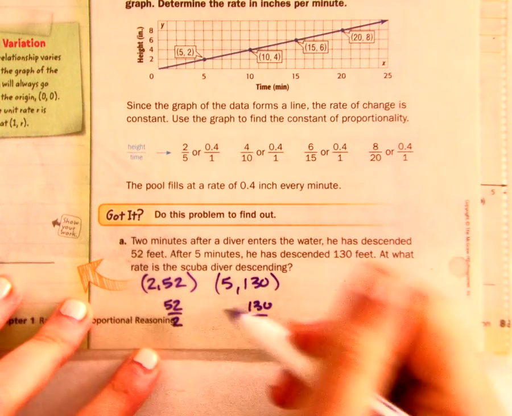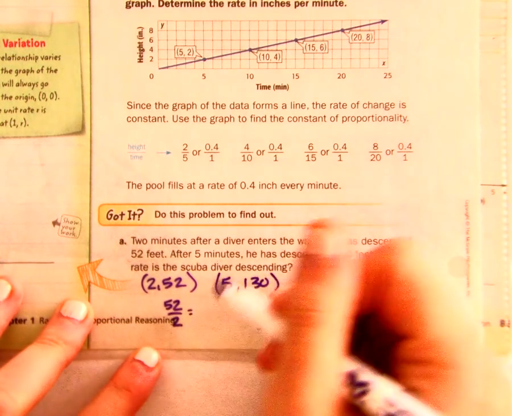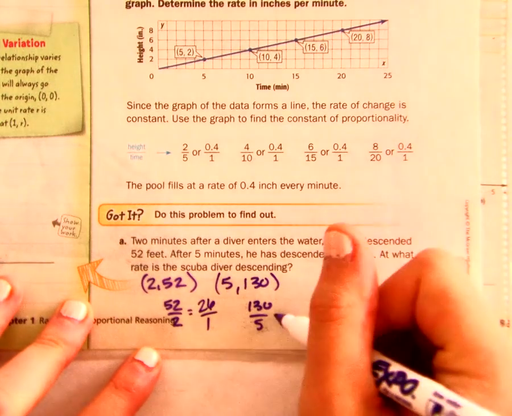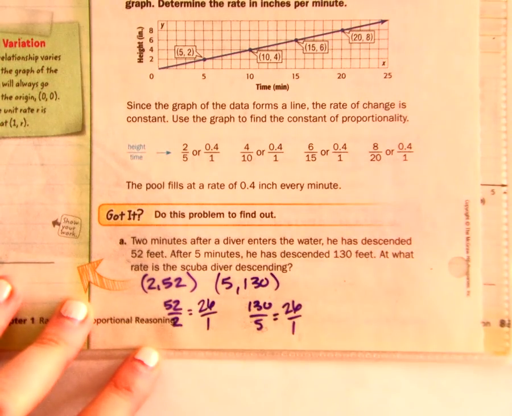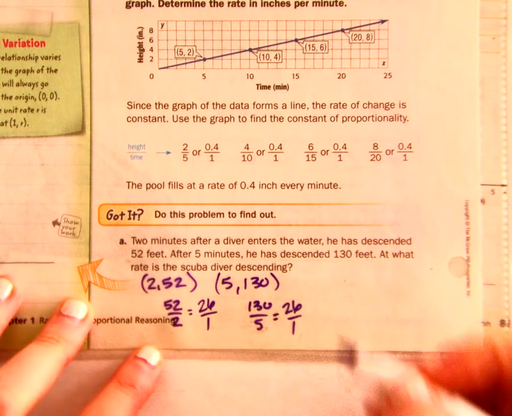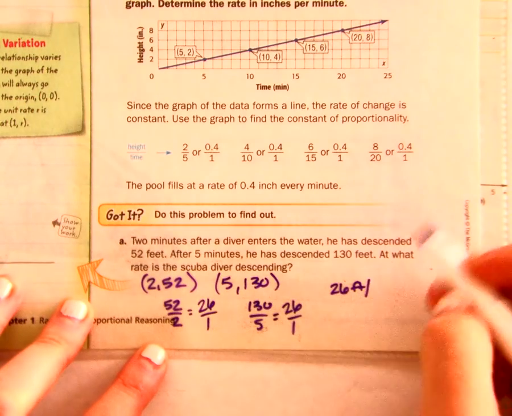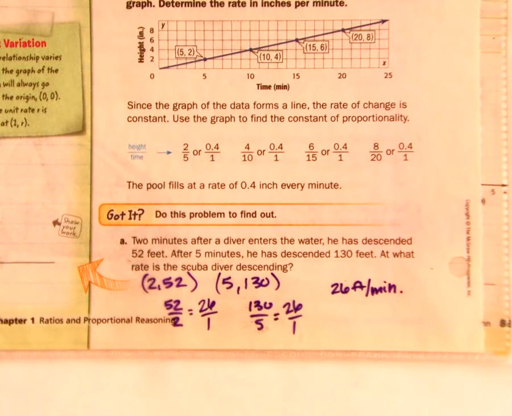and then I have to simplify these. What goes into 52 that goes into 2? Well, I could take out 2. I'd have 26 over 1. Then 130 over 5, I could take a 5 out. Again, I'd have 26 over 1. So we would say the rate it is descending is 26 feet per minute. Again, it's like our slope, our constant rate of change, our unit rate. What are we changing by every time? This scuba diver is going down 26 feet every minute.